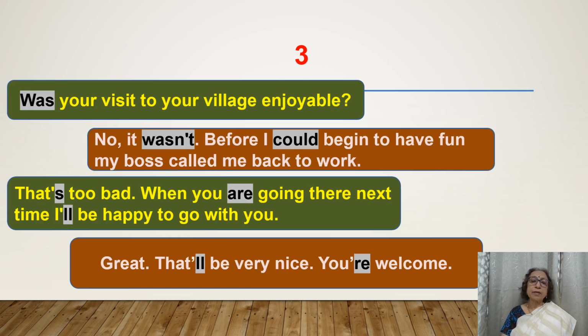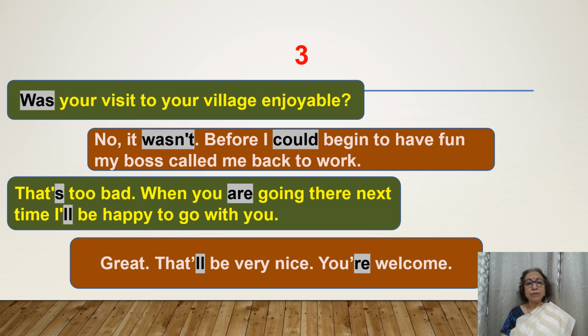Here is the third one. Was your visit to your village enjoyable? No, it wasn't. Before I could begin to have fun, my boss called me back to work. That's too bad. When you are going there next time, I'll be happy to go with you. Great. That'll be very nice. You're welcome. Now you see the highlighted portions.